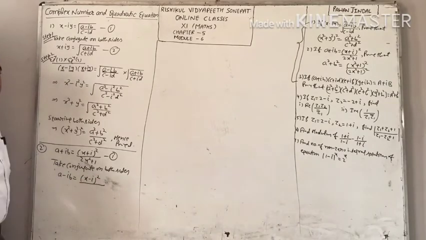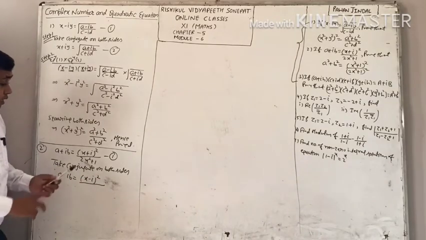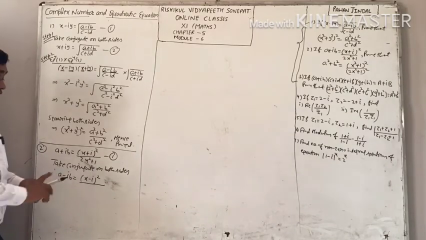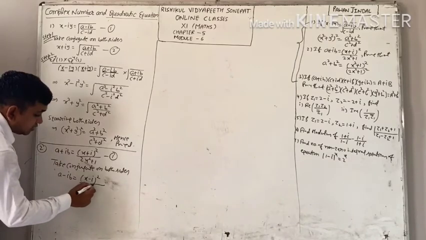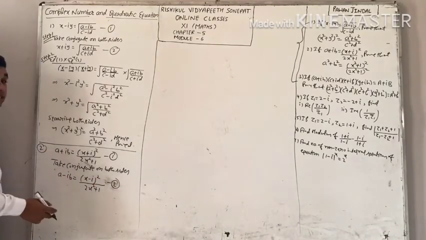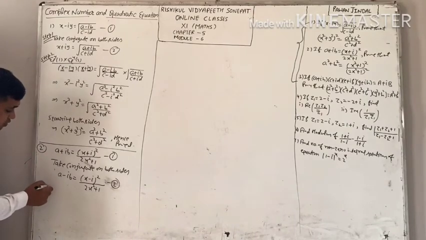Conjugate means change the sign of the imaginary part. In the denominator you can see there is no imaginary part, therefore you will not change the sign. It will remain as it is, because conjugate means we have to change the sign of the imaginary part only. Now multiply both equations and you will get the answer. Equation 1 into equation 2.